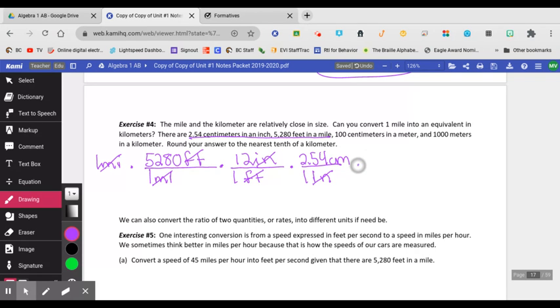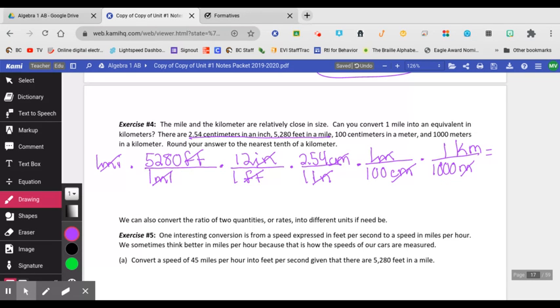Well, I know there's 100 centimeters in a meter. So again, centimeters is in my numerator, so they go in my denominator. 100 centimeters is 1 meter. Then I know there are 1,000 meters in 1 kilometer. So I'm going to do 1,000 meters in the denominator and 1 kilometer in the numerator.